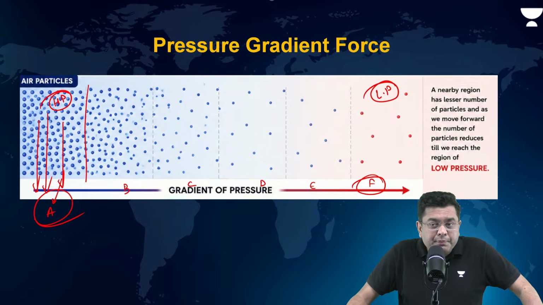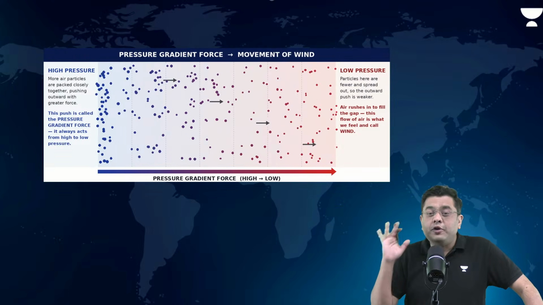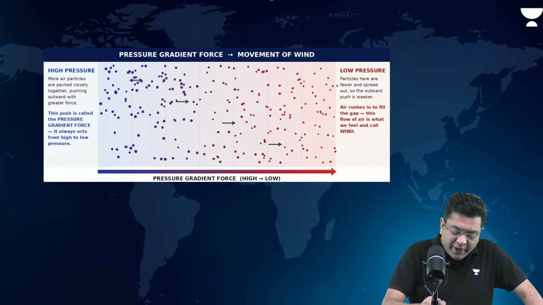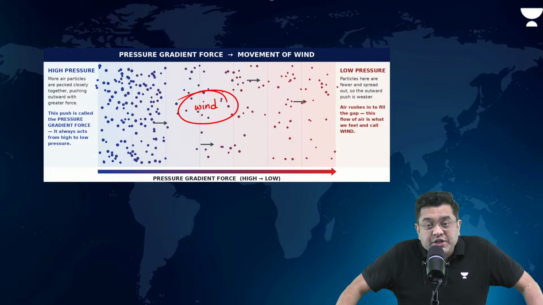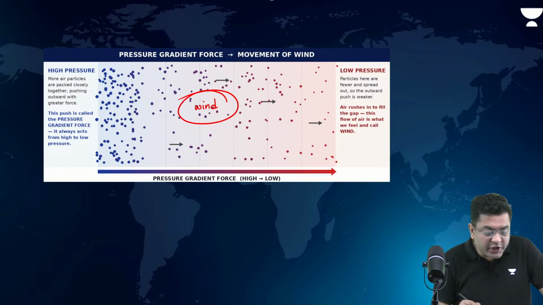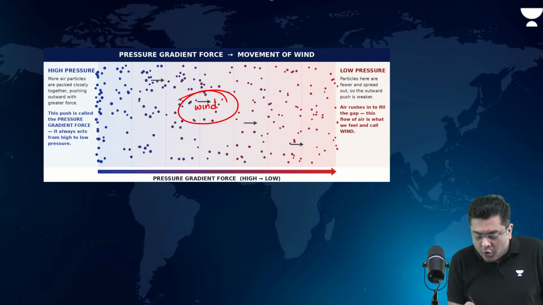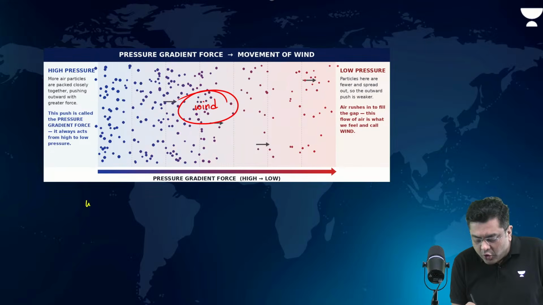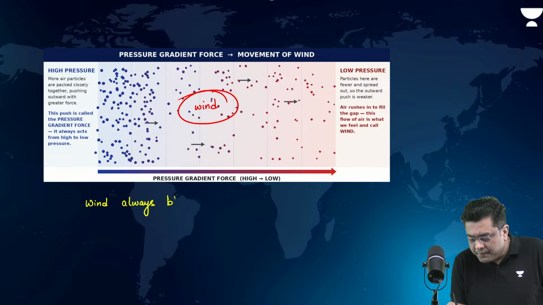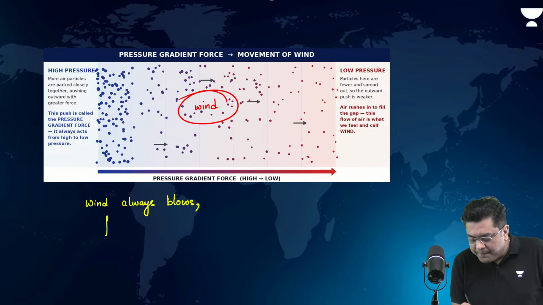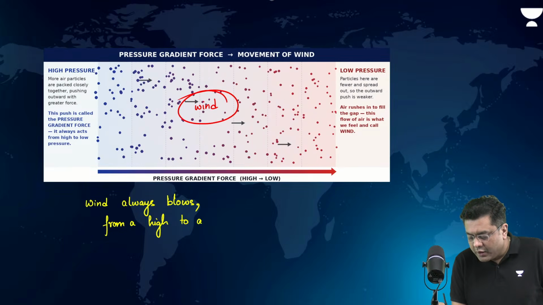So this pressure gradient induces a movement of particles. And this movement of particles is what is referred to as a wind. From a region of a surplus to a region of deficiency, that is why you will have the winds which are generated. That is why always remember this, that wind always blows from a high to a low. Okay.